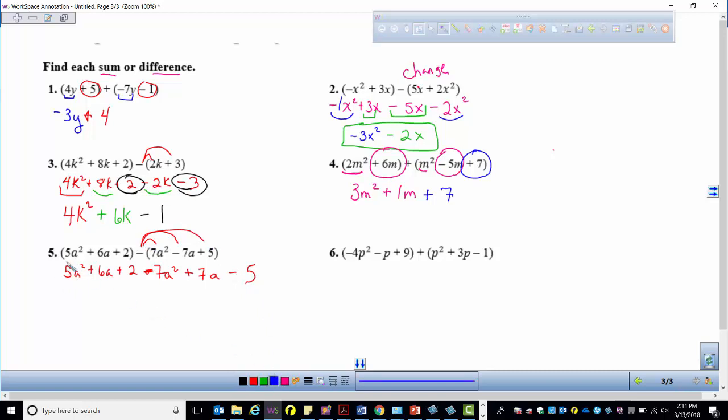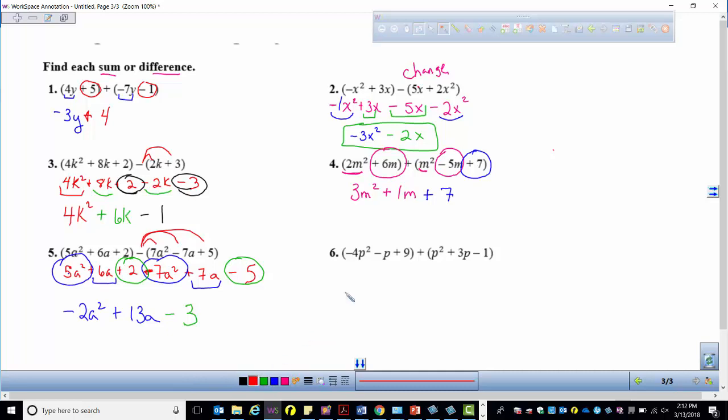So now I'm looking for my like terms. I have a squared here, so 5 minus 7 is negative 2a squared. And then I have 6a plus 7a, so that's plus 13a. And then finally, my constant, I have a 2 minus a 5. So 2 minus 5 is negative 3.